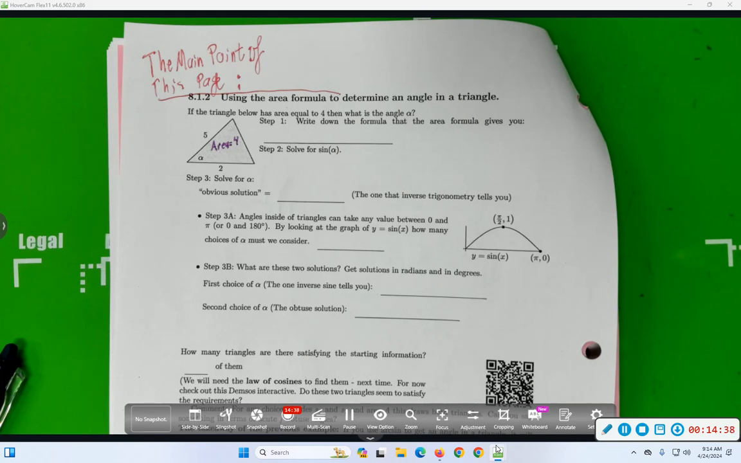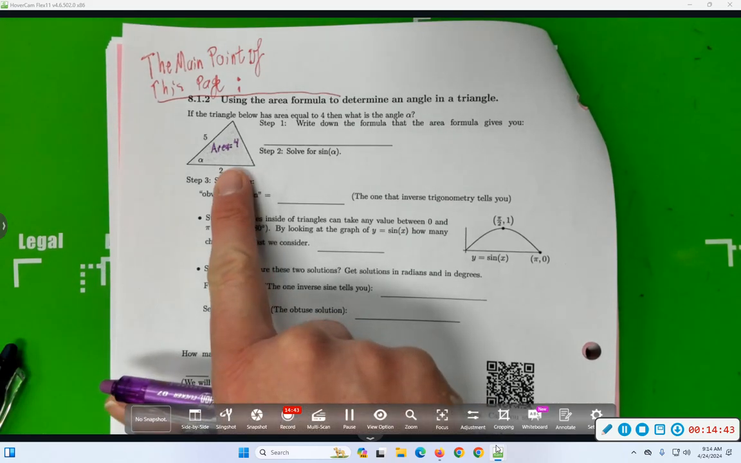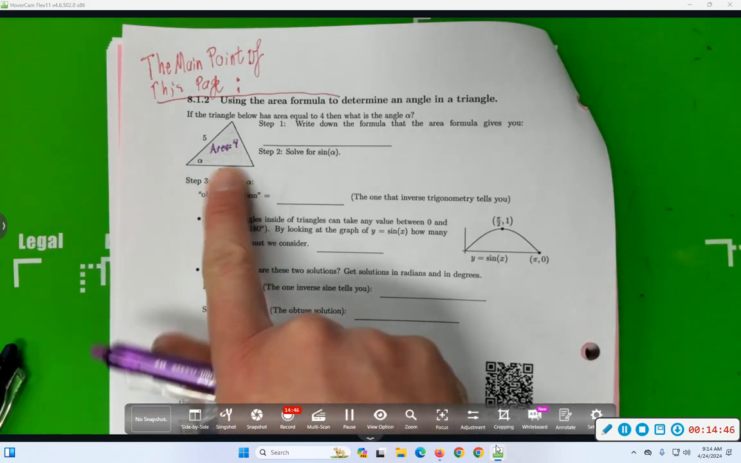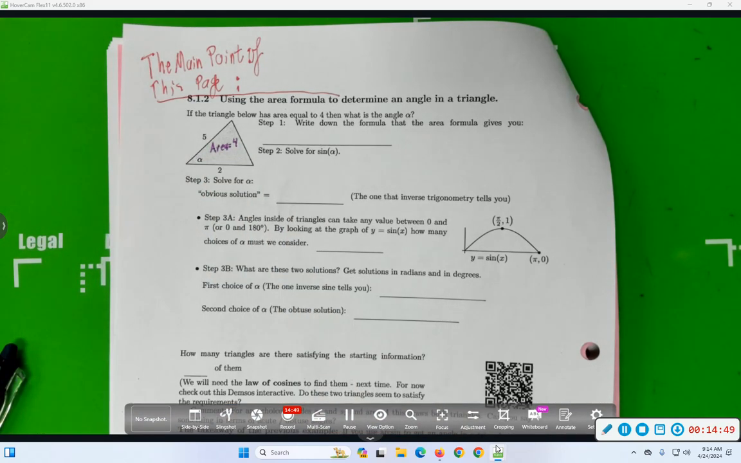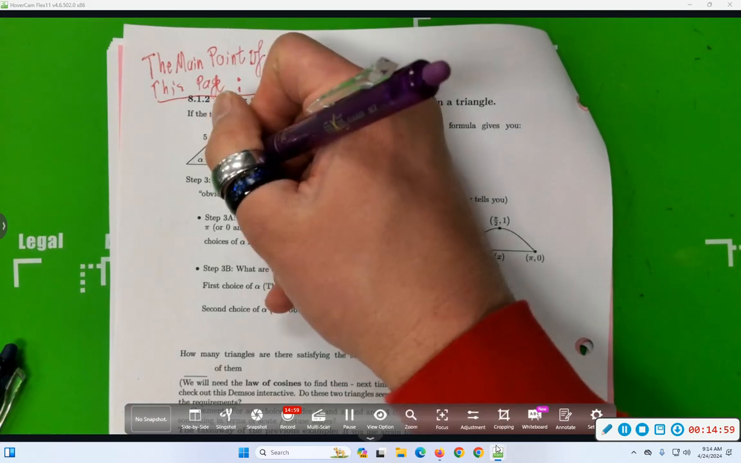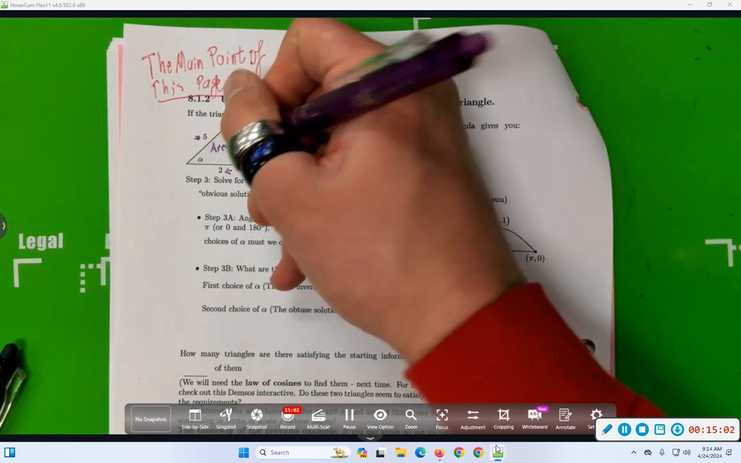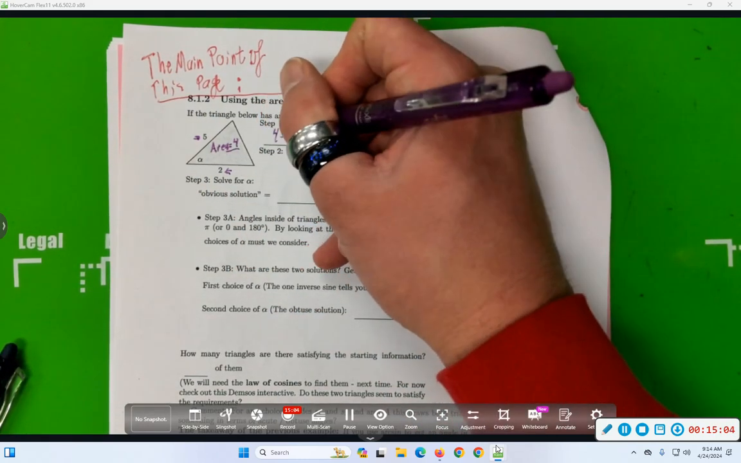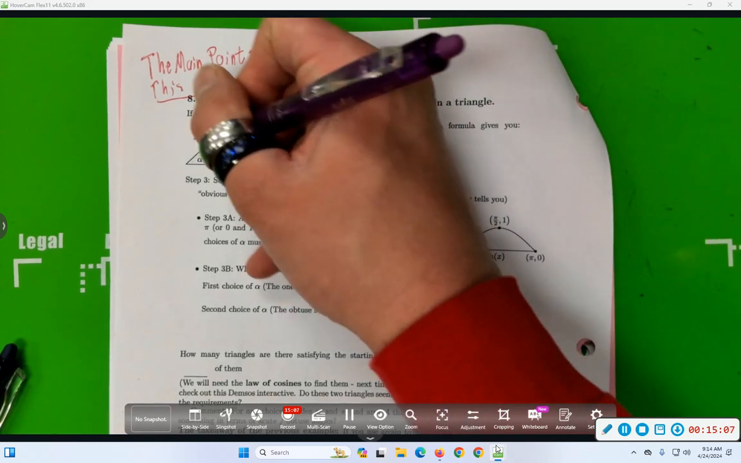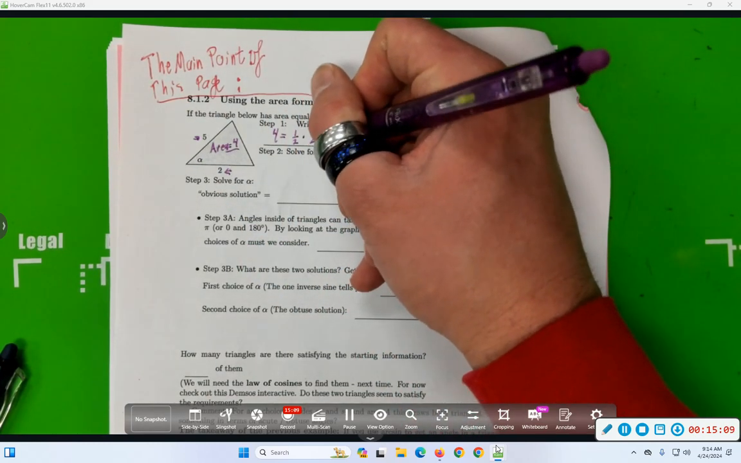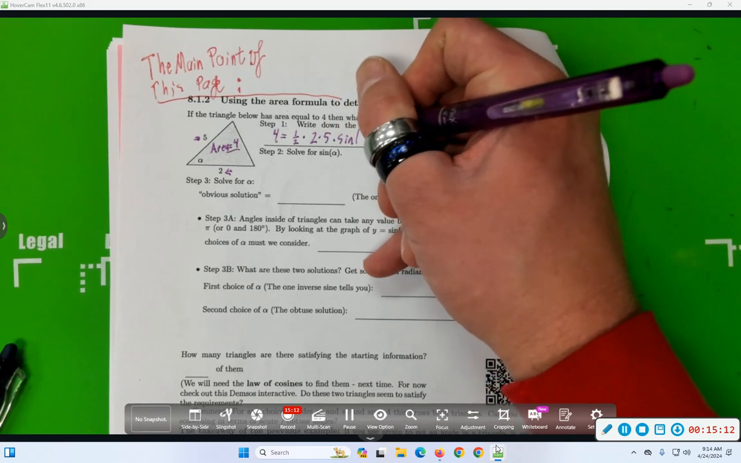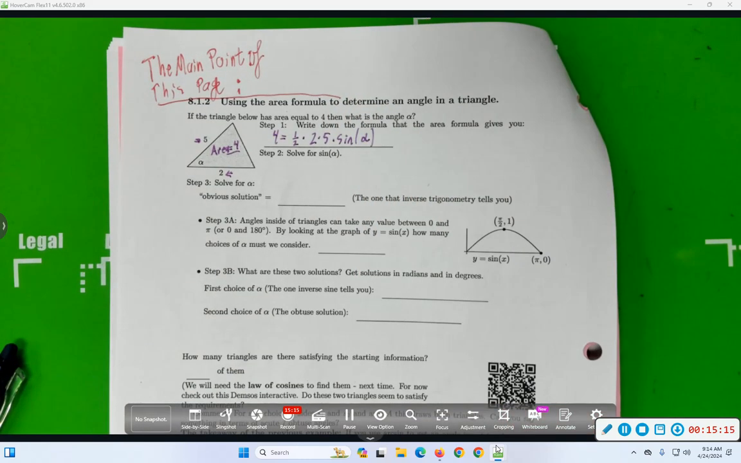All right. So let's write down an equation that governs this. Given the facts in this picture, what equation does the area formula give you? Yeah, nice. So you know these two side lengths. You know the area. So that means 4 is equal to 1/2 times side 2 times 5 times the sine of this unknown angle alpha.